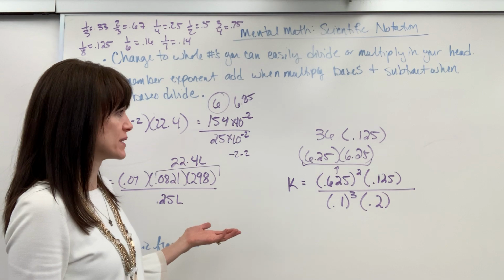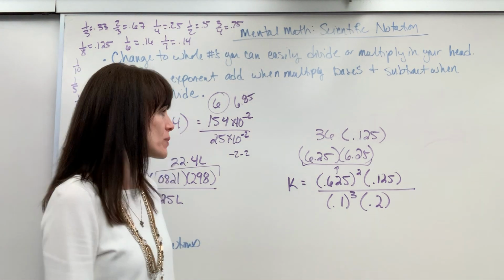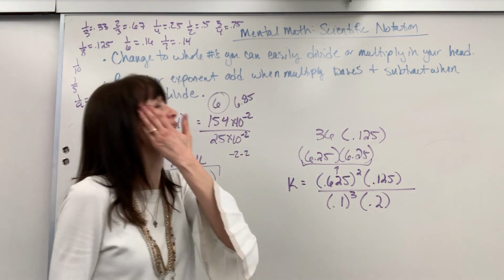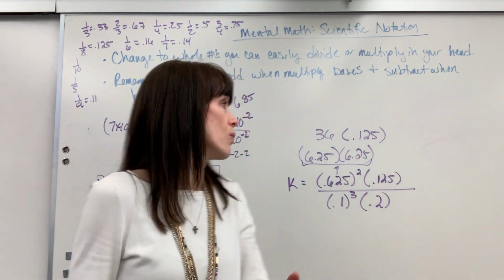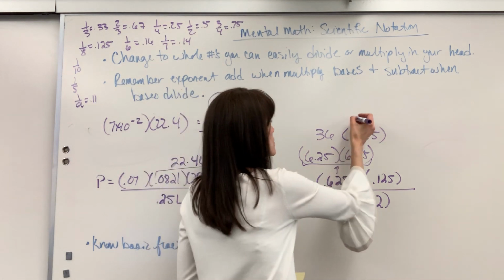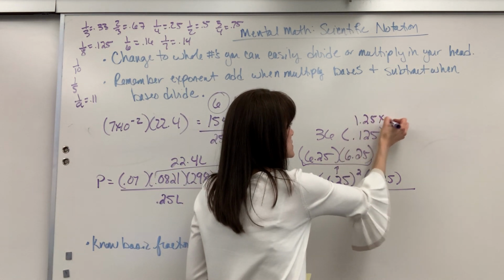So where to go from this? What's going to be something easy in my brain? See, I look at that 0.125 and I'm like, okay, that's an eighth. What's an eighth of 36? You could do that. Or I like this, 1.25 times 10 to the minus 1.